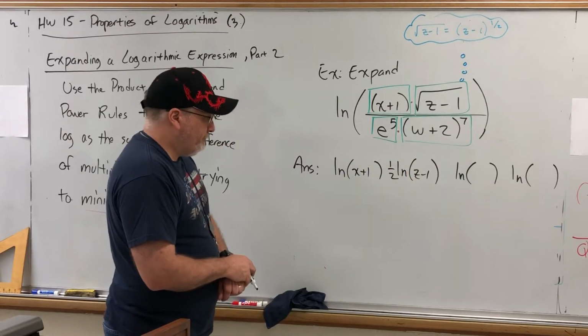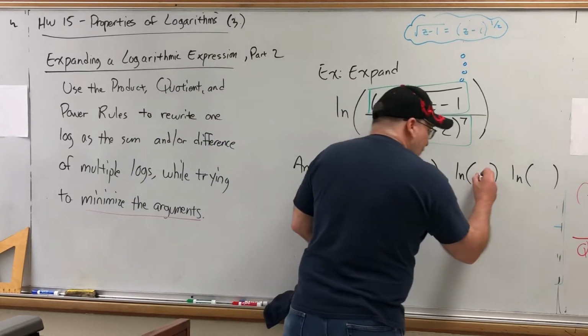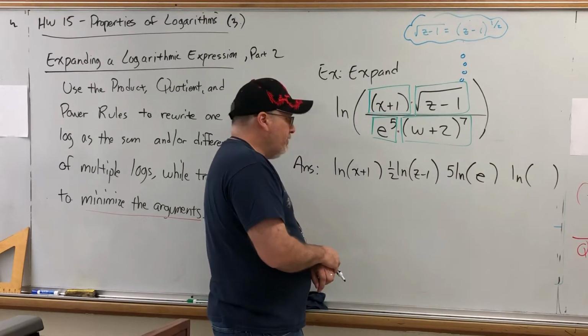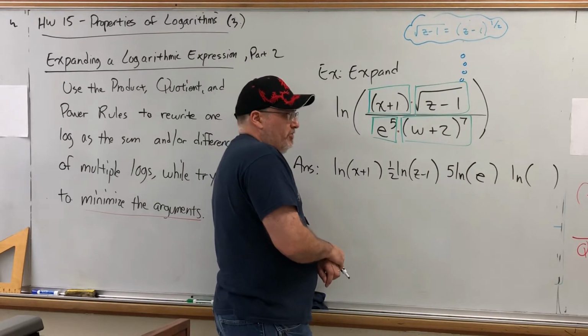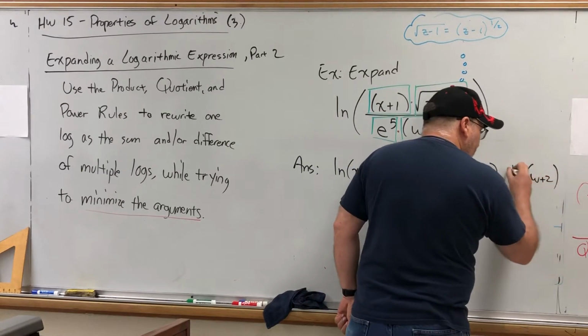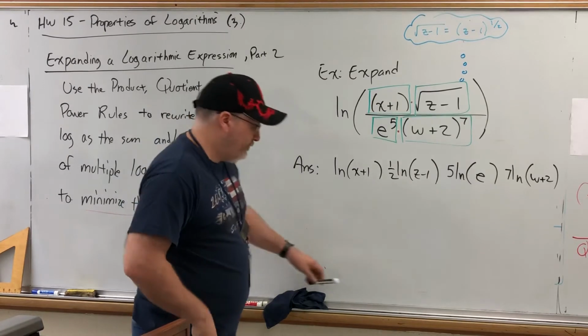On the bottom, we have e to the 5th. The e has a power, so the power goes in front of the e's log. And we also have w plus 2 to the 7th. The w plus 2 has a power of 7. So the 7 goes in front of the w plus 2's natural logarithm.